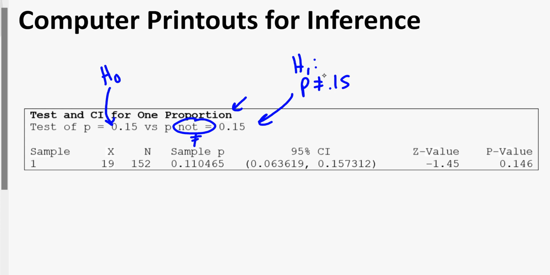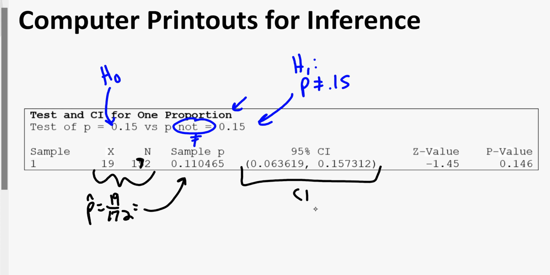A couple other notes. I think the example, so I have to change this. The example said 172 and we have 152, so we'll just change that there. But it gives you the number out of the total. So in this case, you can say our p hat, our sample was 19 out of 172. Which then gives you what that equals right there. So even more information. And then it gives you a confidence interval. A 95% confidence interval is right here. It's saying that with 95% confidence, the true proportion of this would be between 0.063619 and 0.15, and so on.